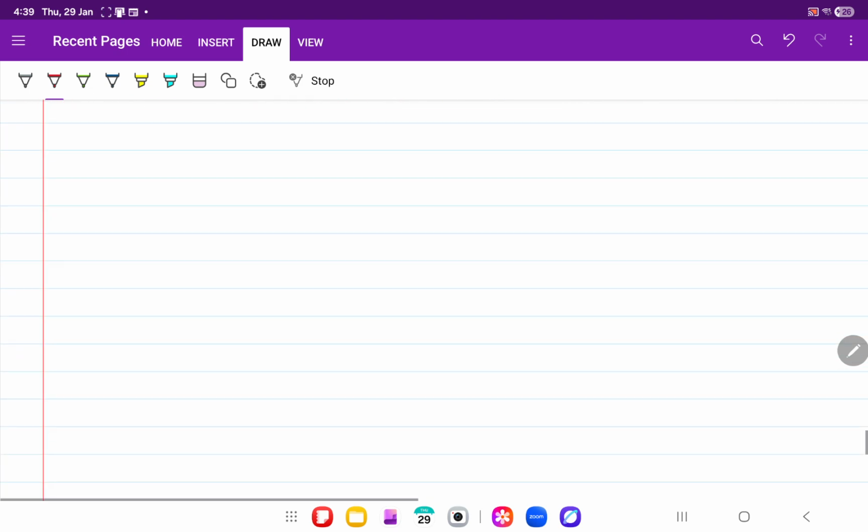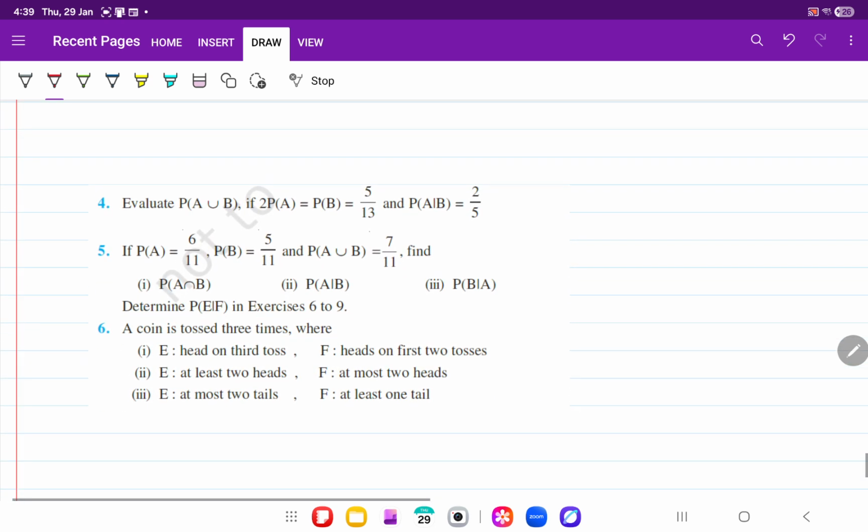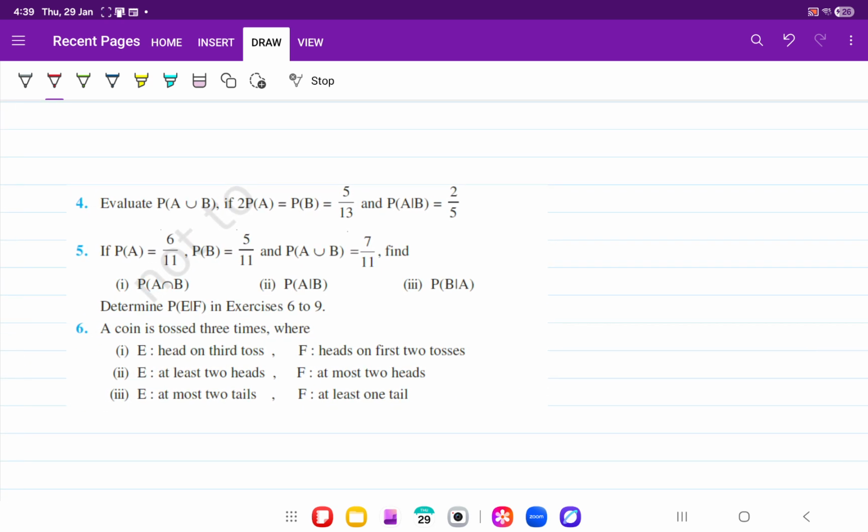Now let's see question number 4. Here is question number 4. It says, evaluate P(A union B) when twice of P(A) is given equal to P(B). So whatever is given, let me write down. They have given twice of P(A), which is 5 by 13. So that means P(A) is 5 by 26, correct? 2 will go here. Now they have given P(B). P(B) is this, 5 by 13, correct?